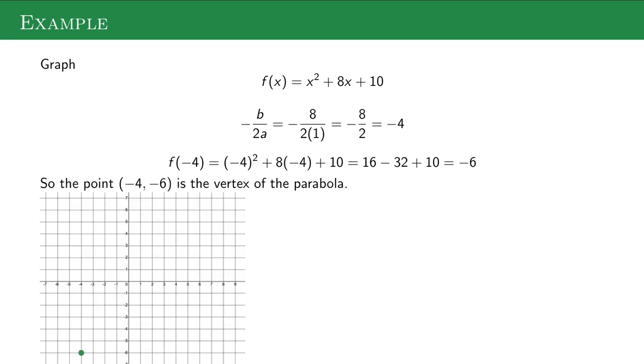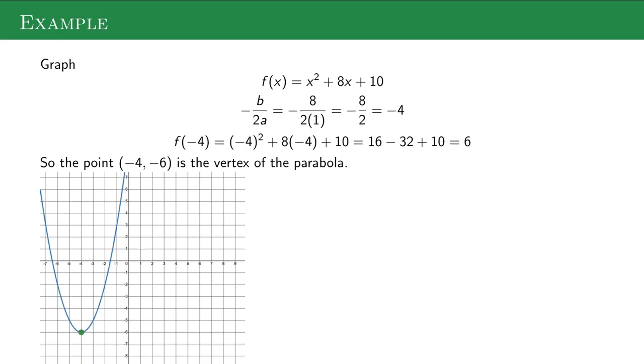I can put that on my graph down here, left 4, down 6. And I know because it's a quadratic, it's a parabola, so I add that. And that's my final answer. Negative 4, negative 6, and I have my graph.